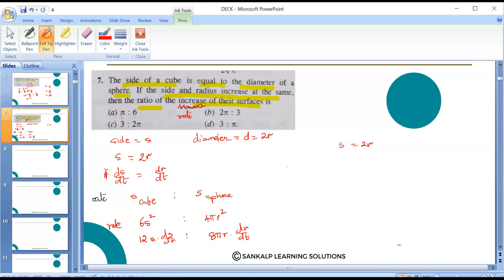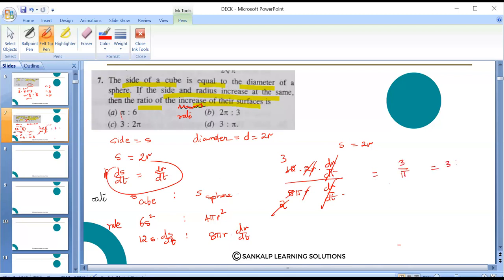But we can write s as 2r, ds by dt as dr by dt because it is given. And it is 12 into 2r divided by 8 pi r into dr by dt, this ratio. Dr by dt will cancel, r will cancel, then 4 3s, 4 2s, 2 1s and 2 1s will cancel. Left is just 3 by pi or 3 is to pi. That means option D is correct.